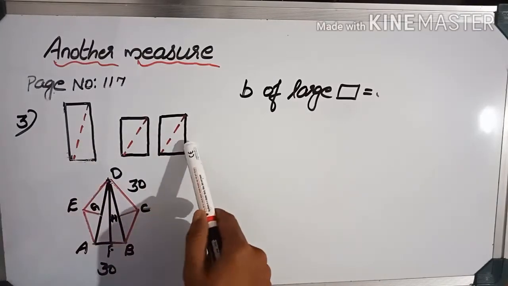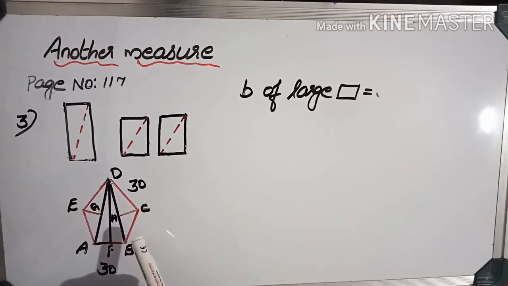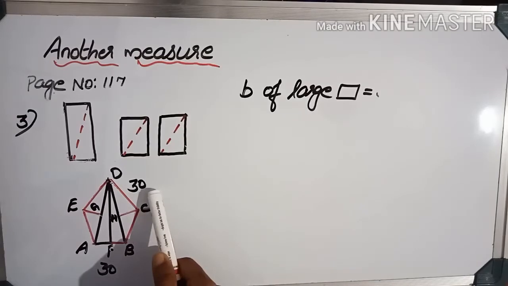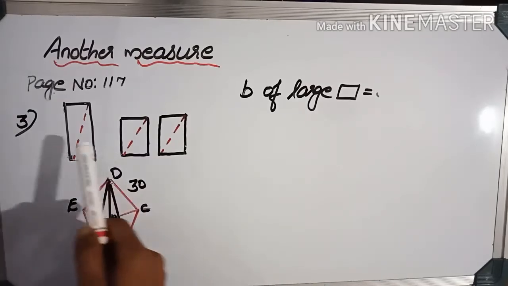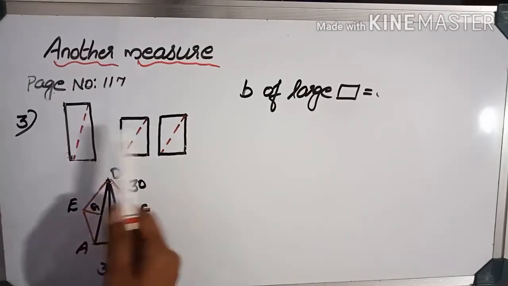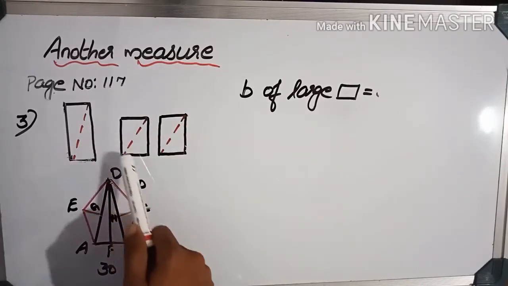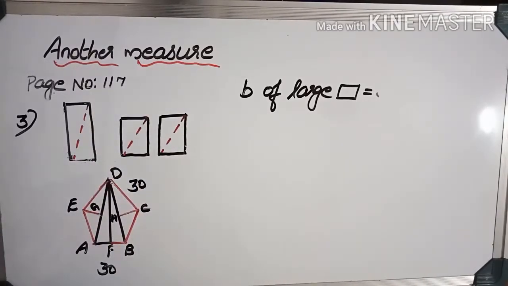By using these 6 pieces, one regular pentagon is created. Regular pentagon means all the sides are equal and all angles are also equal, with one side as 30. The side of the pentagon is given, that is 30. The question is, what is the length and breadth of these rectangles? Length and breadth of the large rectangle, and length and breadth of the small rectangles. In order to find this, just check the figures carefully.